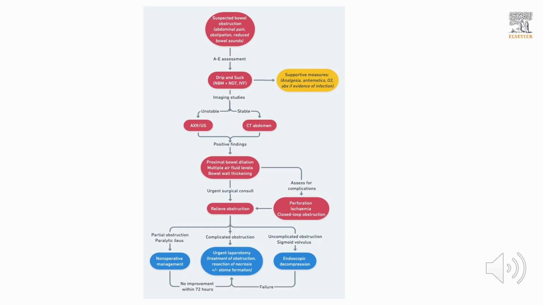Subsequent steps should then be taken to relieve the obstruction. In a partial obstruction or a paralytic ileus, it is appropriate to follow conservative measures, so continue with drip and suck, as this will most likely resolve the bowel obstruction. In the uncomplicated obstruction, or any sigmoid volvulus, so evidence of volvulus on abdominal imaging, endoscopic decompression such as a sigmoidoscopy or insertion of a flatus tube can be considered. And if there is failure of either of these two measures, you should proceed to the management for a complicated obstruction, which describes an urgent laparotomy involving the treatment of the obstruction, resection of any necrotic bowel, and stoma formation if required.